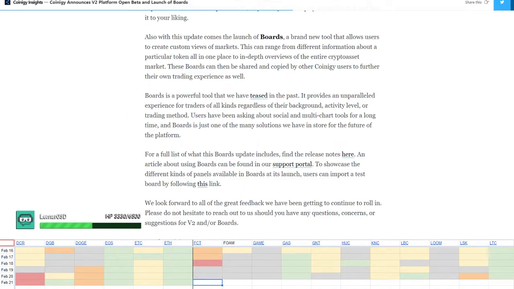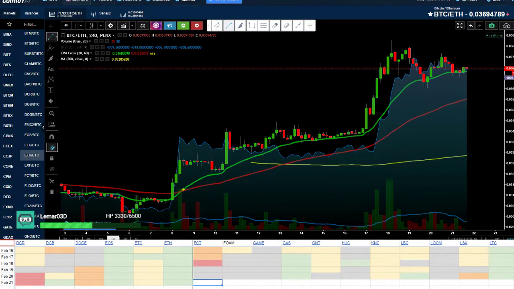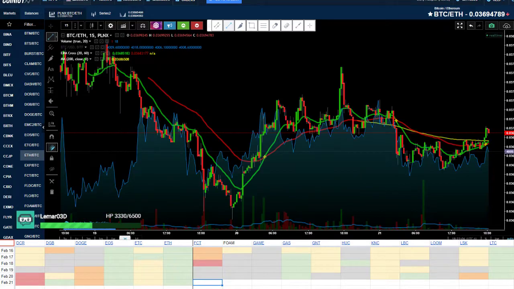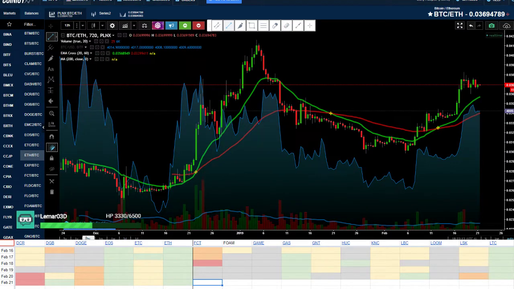But for now, let's go back to the charts, zoom into the close-up view and see what's going on with this. There's some big green candles of buying going on here. I think Ethereum is going to be taking off.